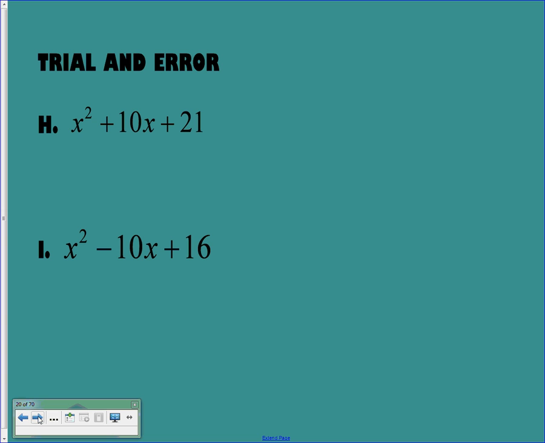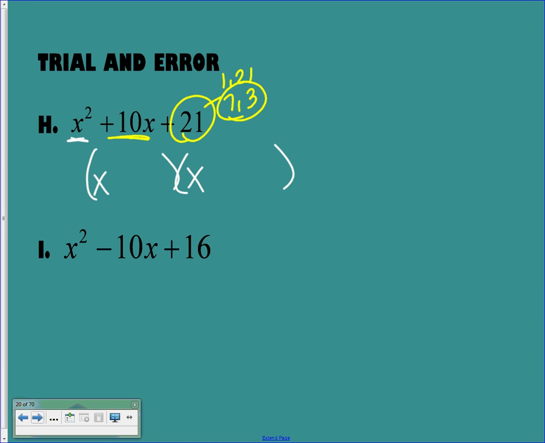Our next one is x squared plus 10x plus 21. So I've got my parentheses. I'm trying to get to x squared, so I've got x and x. Then you're going to look at the last one. You've got 21. So what multiplies to 21? 1 and 21, 7 and 3. I think that's about it. Now that I've checked my first and my last, I'm going to look at the middle. I have to get 10. Hopefully you see that you can get 10 if you add 7 and add 3.